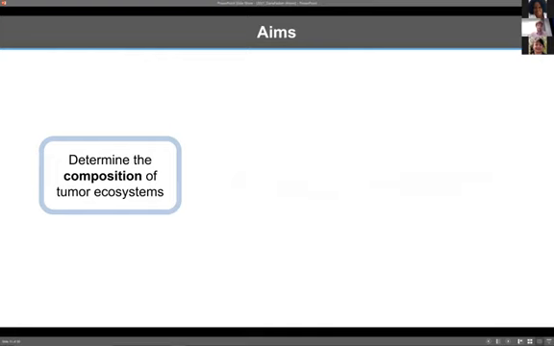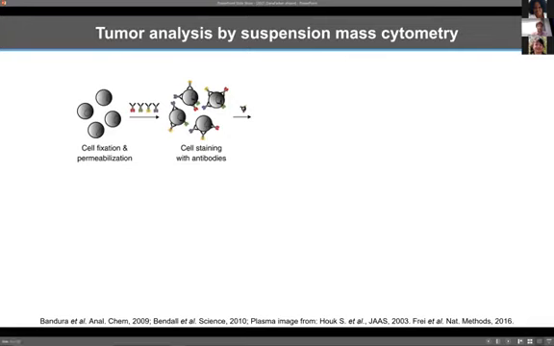In order to determine the composition of tumor ecosystems, we need single cell analysis. As Cornelia mentioned before, I did my postdoctoral training in the lab of Gary Nolan at Stanford University, and there I was among the very first to work with mass cytometry. We still use this technology in my group. I will explain in a few seconds why.